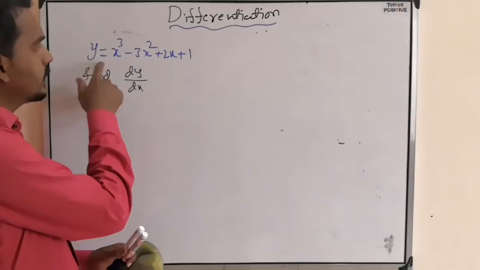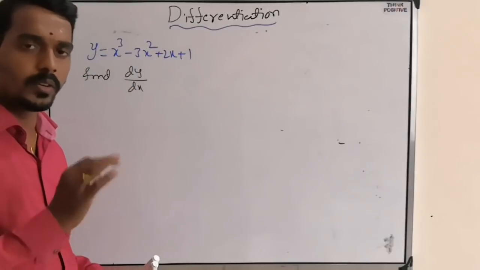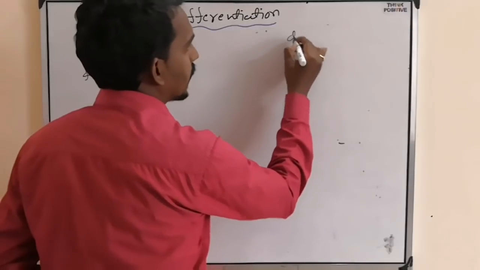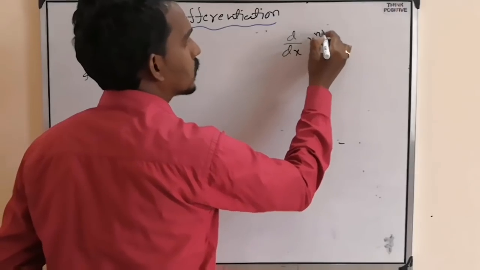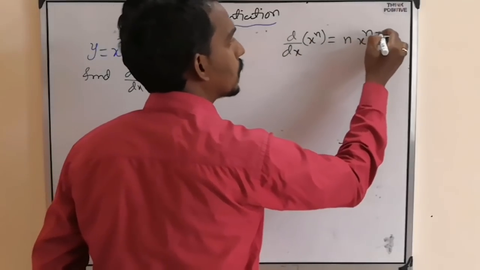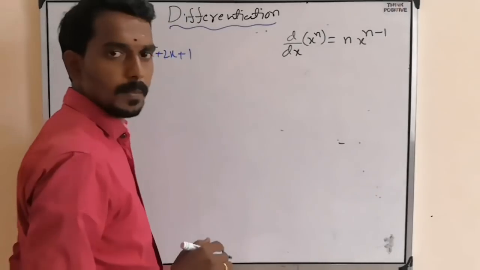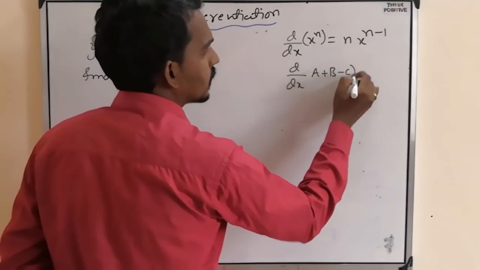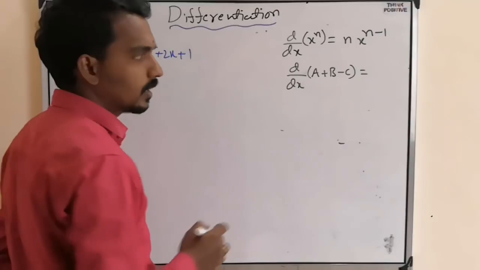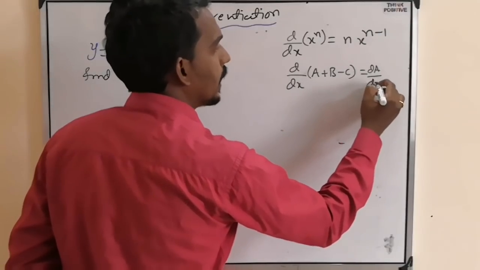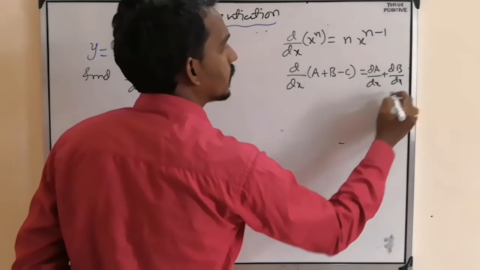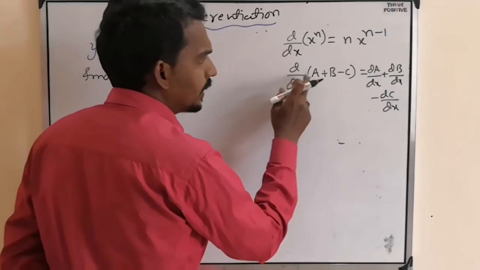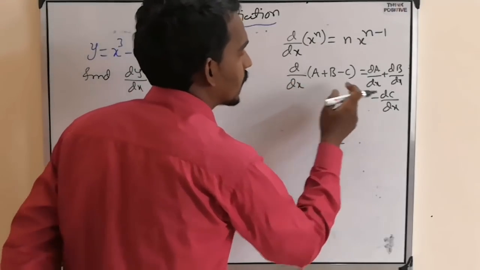Because here y is depending on which variable? x. So you can find differentiation of y with respect to x. So you need to take this formula, d by dx of x power n equal to n into x power n minus 1. First formula. And d by dx of a plus b minus c, if multiple terms are there, then dA by dx plus dB by dx minus dC by dx. That means you have to write differentiation for each term separately.